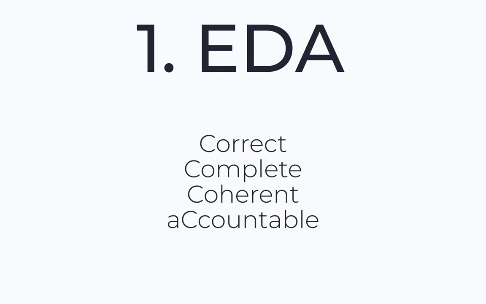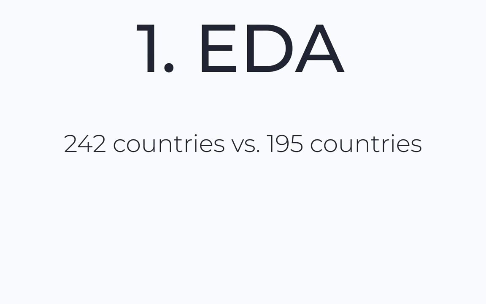So with the first dataset, we began by ensuring its data quality by looking at its correctness, completeness, coherence, and accountability. Both the datasets are accountable and come from reliable sources. However, the dataset contained some empty values and we had to remove them by discarding them. The first dataset also contained 242 unique values for the countries. However, there are only 195 countries that are officially recognized. So, we removed the extraneous countries from our first dataset and cleaned it.